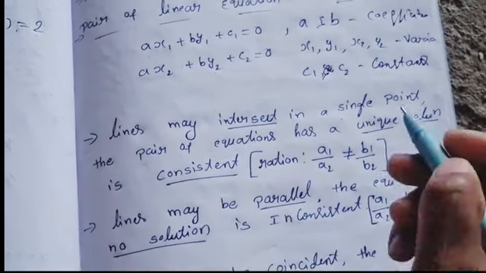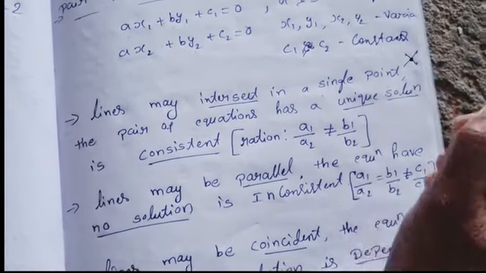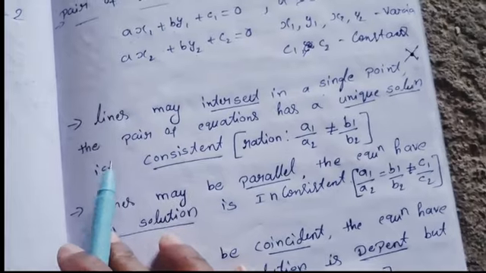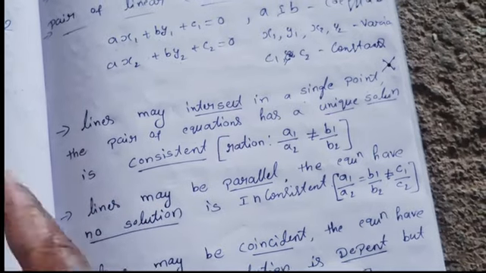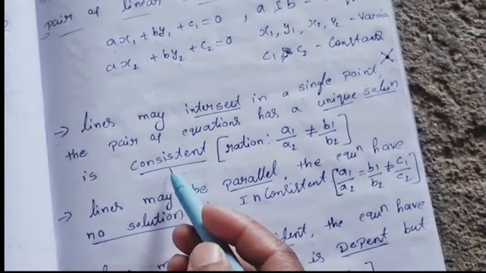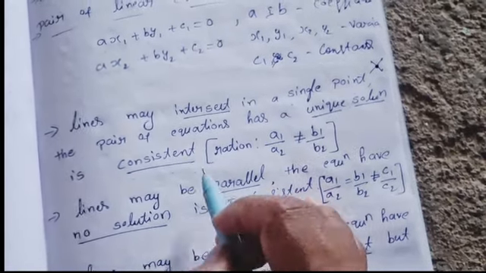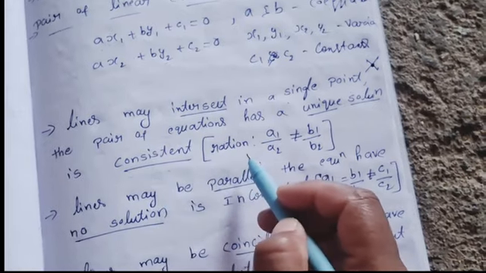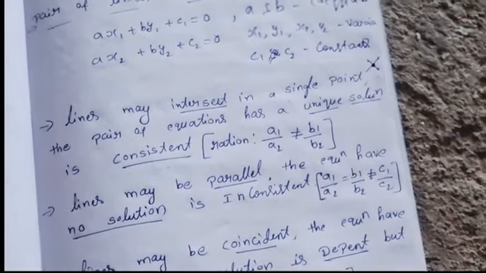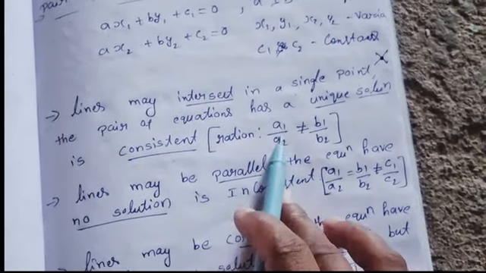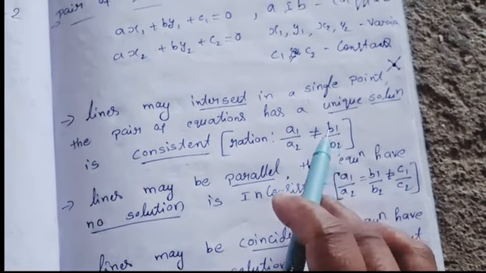When lines intersect like this, we get only a single point. When we get a single point, the pair of linear equations has a unique solution. When it has a unique solution, the equations are called consistent. And what is the ratio? a1 by a2 is not equal to b1 by b2, which means both ratios are not equal.